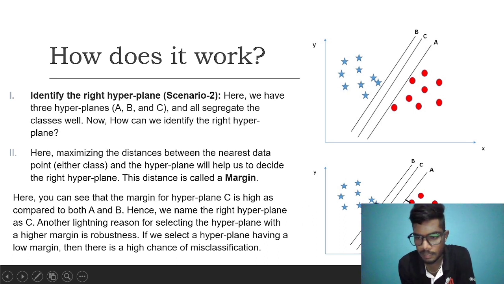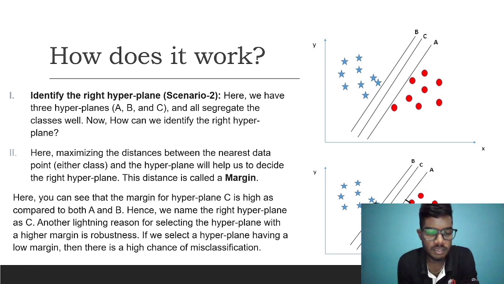Now from the three hyperplanes, C is the hyperplane in which the distance to the stars and even the circles is maximum, as they are far away from the hyperplane. Here you can see that the margin for hyperplane C is high as compared to both A and B. Hence we name the right hyperplane as C. Another compelling reason for selecting the hyperplane with a high margin is robustness. If you select a hyperplane having a low margin, then there is a high chance of misclassification.